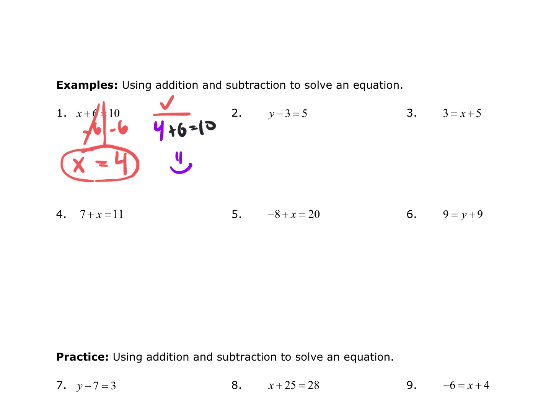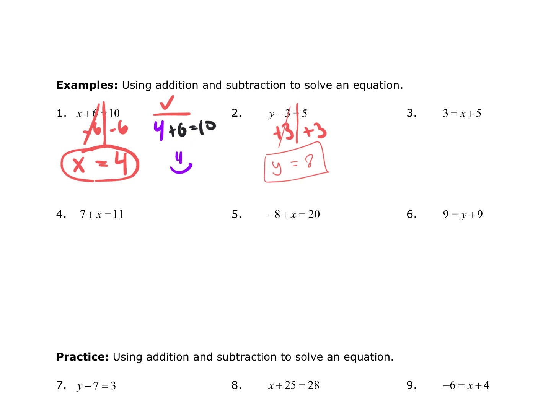So let's do the same thing on number 2. Draw a little line by the equal sign, and now you're going to think, what inverse operation would get rid of the minus 3? Well, I need to undo it, so I'm going to plus 3. And I'm going to do the same thing to both sides. And now when we do that, we get y, and the minus 3 and the plus 3 cancel out, equals 8. And there's our answer, y equals 8.